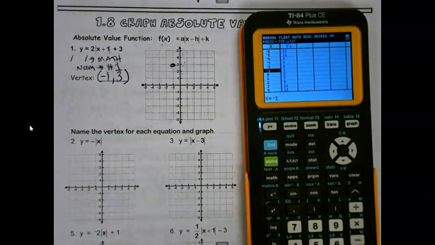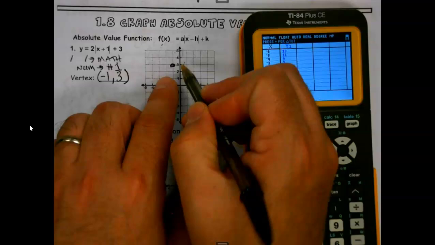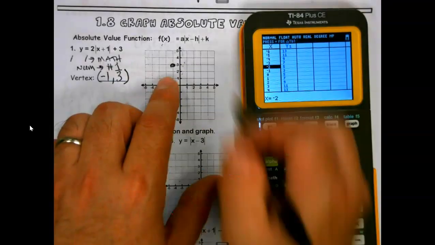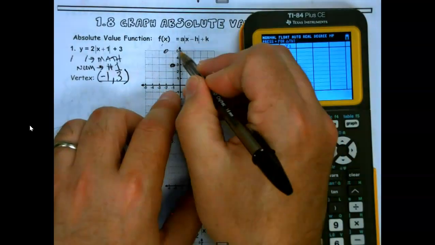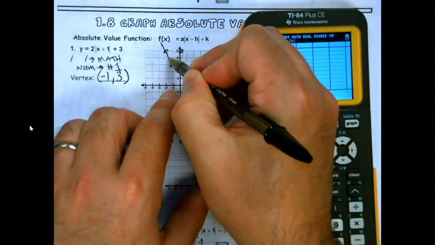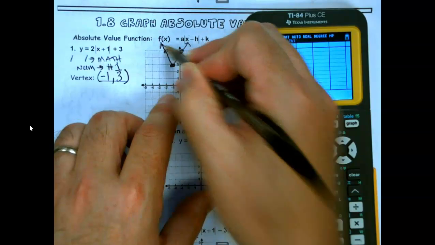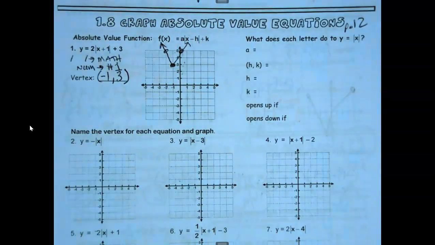Now, unfortunately, my graph is a little bit small, so I'm only going to be able to plot one more point for each of these, each way. So I got -2, 5, and I got 0, 5. Make my V, and I'm on my way.